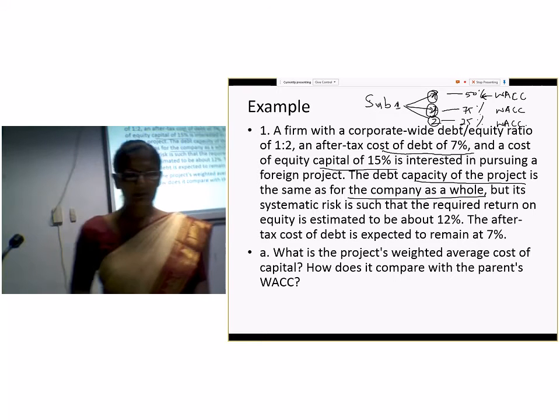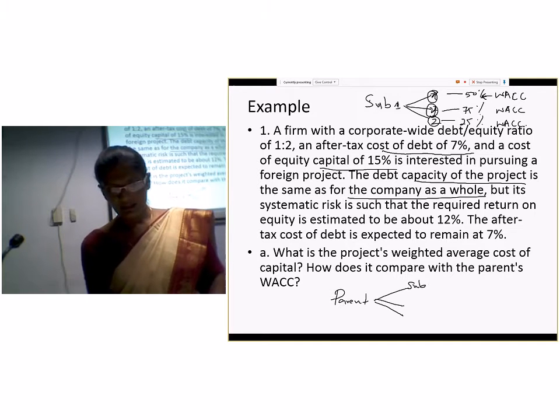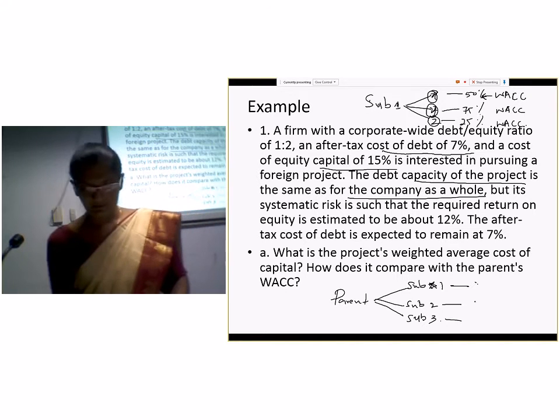If the multinational company, maybe this is the parent company, it has different subsidiaries, let's take subsidiary 1, subsidiary 2, and subsidiary 3, right? The risk associated with these subsidiaries is different, right? This one would be facing a different risk. This one would be facing a different risk because the location is different. Their currency type is different, right? Due to so many other reasons, the risk of these three would be entirely different, right?